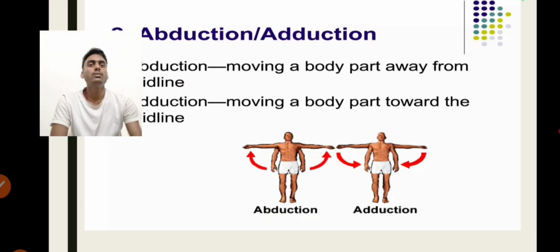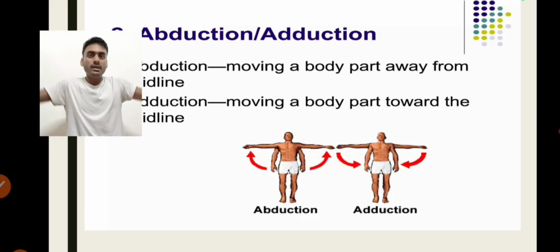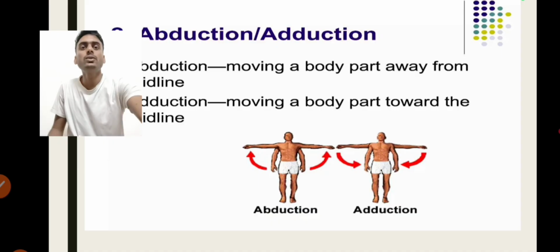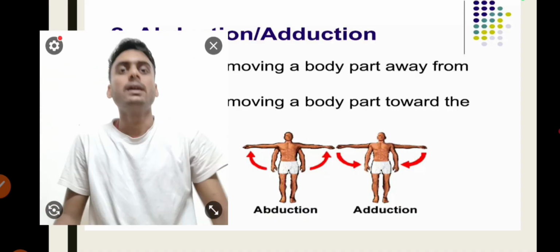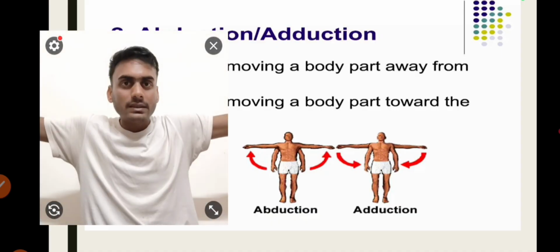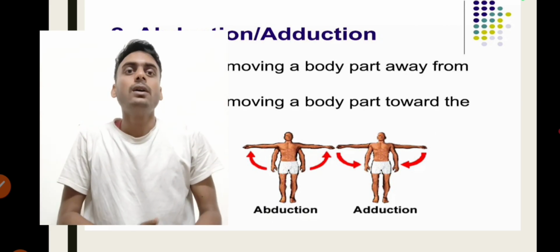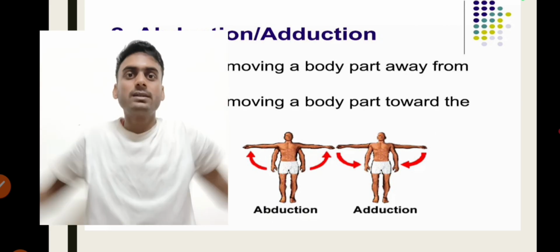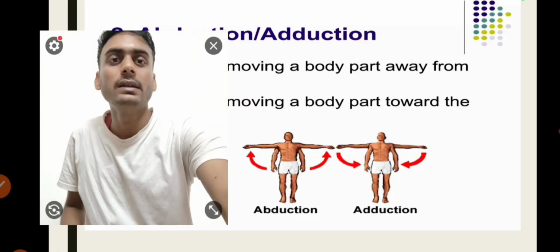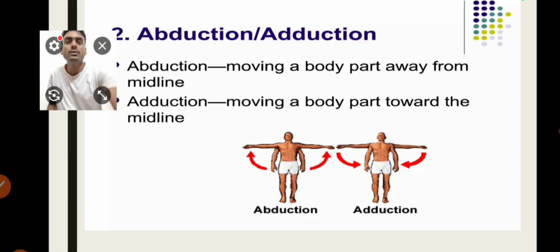Abduction means movement away from your midline. Okay, so this is abduction. If your movement is towards your midline, this is adduction, while away means abduction. You can easily see the image and understand abduction and adduction.